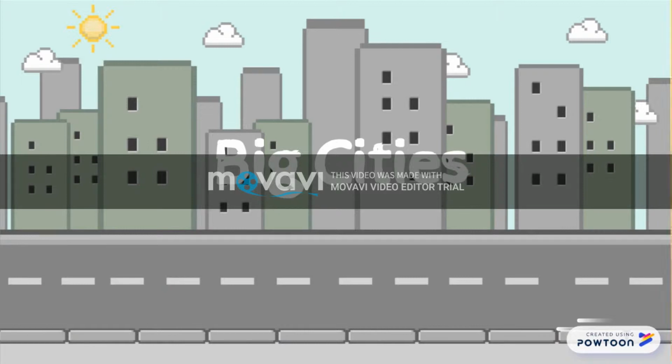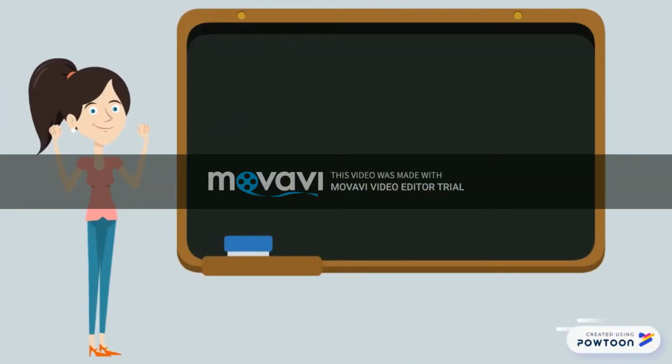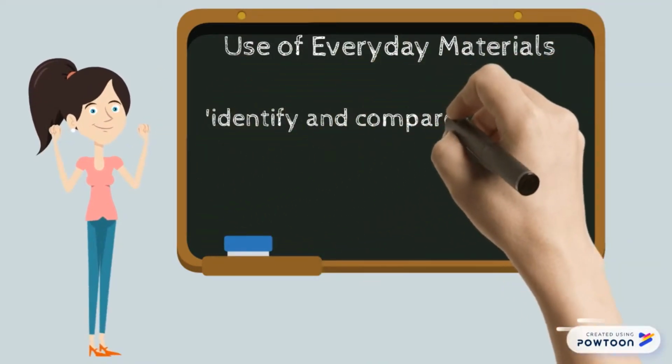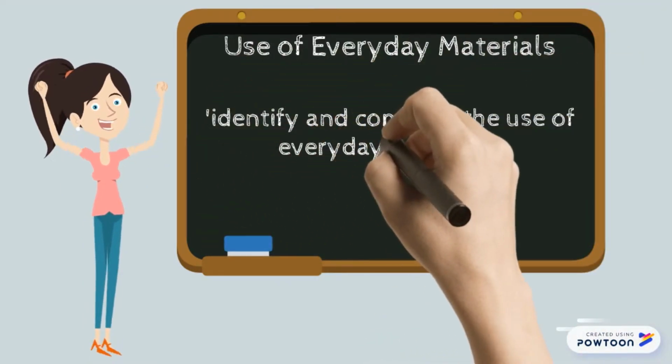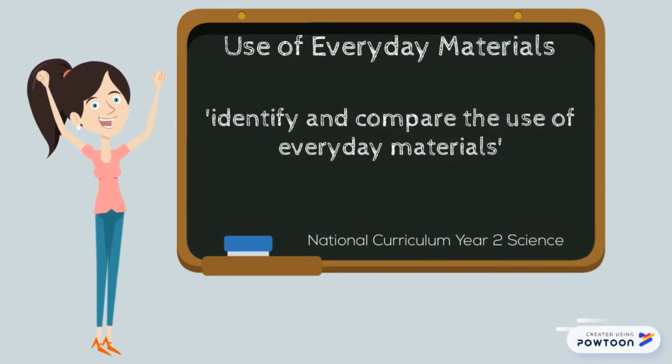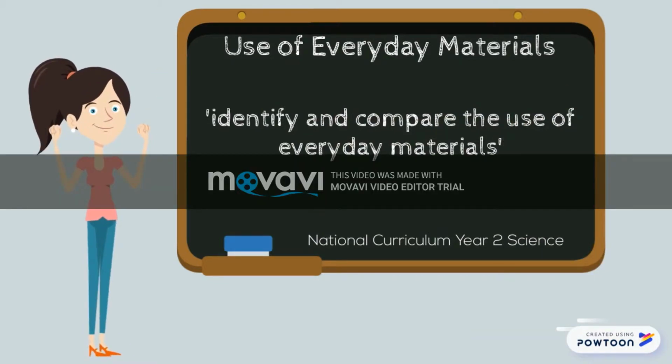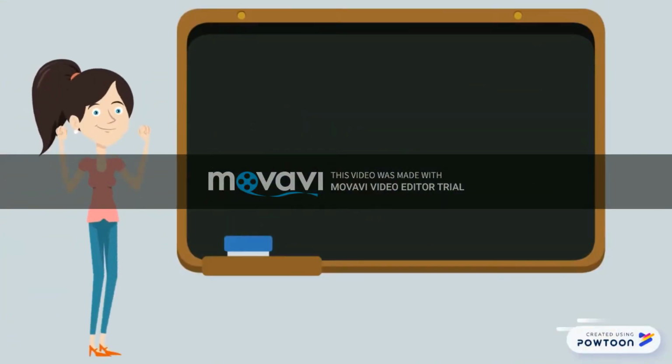Let's start with science and the subject of the uses of everyday materials. The national curriculum states that children should be able to identify and compare the uses of everyday materials. During lessons we can look into what materials we can use and which would be best to make the buildings out of, creating a series of exploration and evaluation based lessons for the children to fully examine what materials might be best to use in the space.